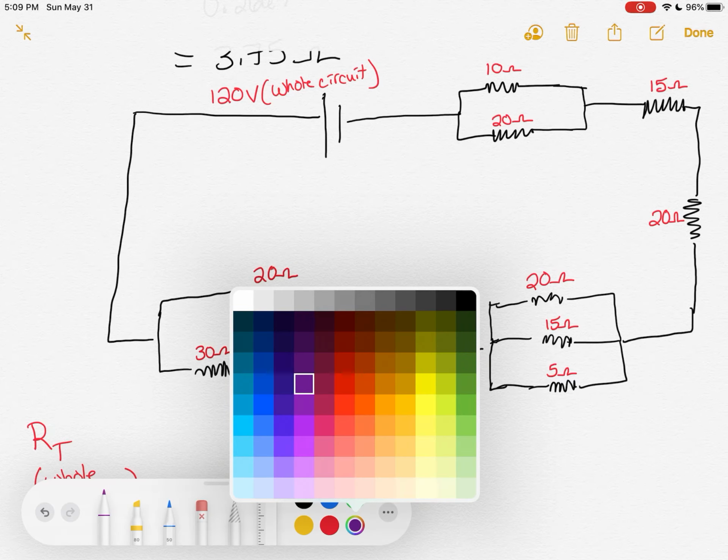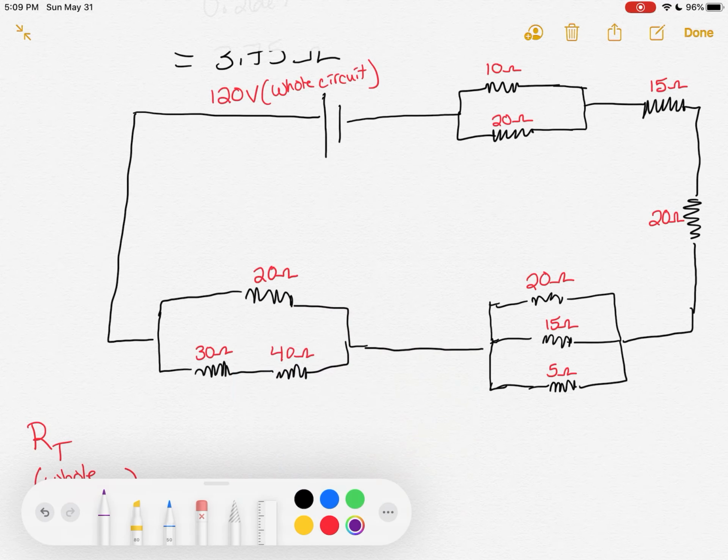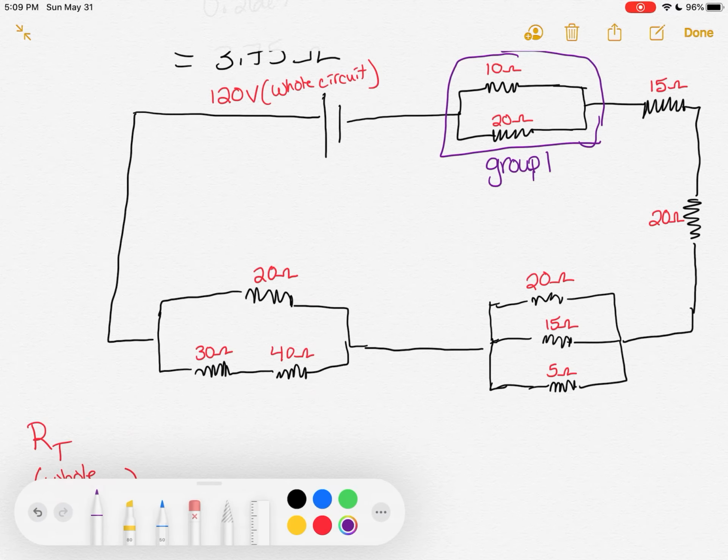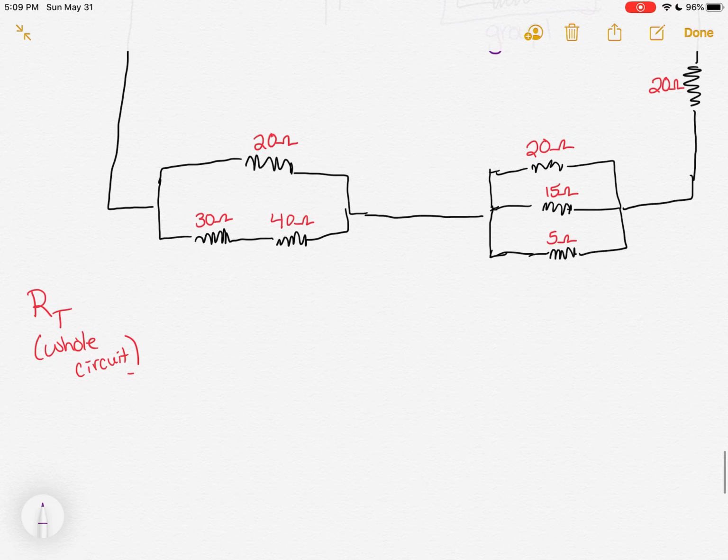Okay, so the first thing that I'm going to do is I'm going to use lots of colors here. And the first thing that I'm going to do is say that this section right up here, I'm going to group those and call that group 1. Because if I can figure out how much resistance is going through the two of those, then those are in series with the 15 ohm resistor and the 20 ohm resistor. Okay, so that's going to be my group 1.